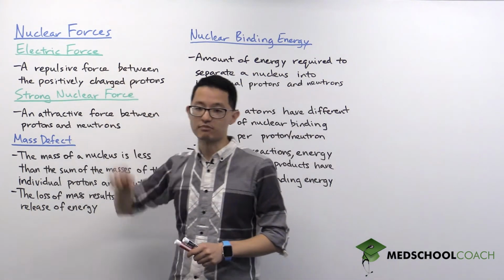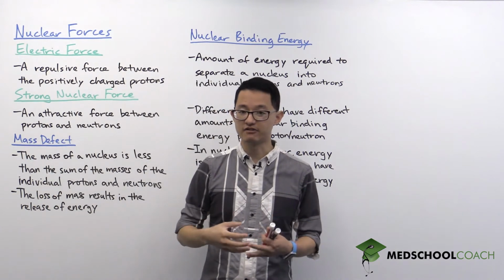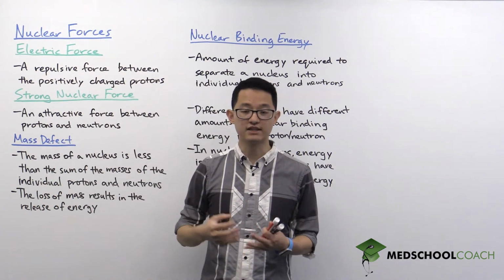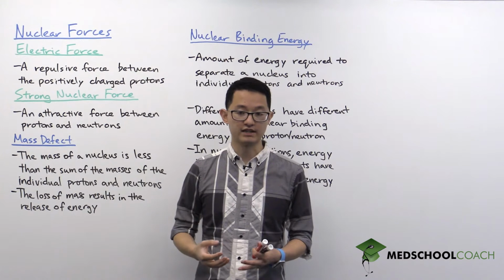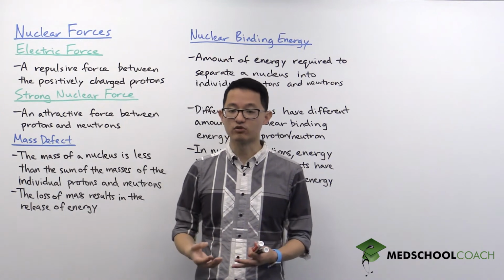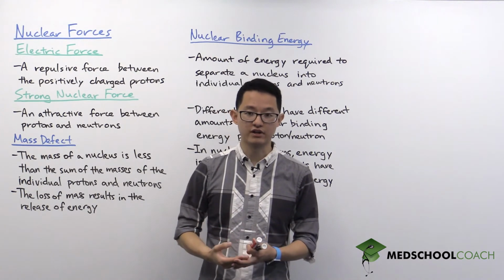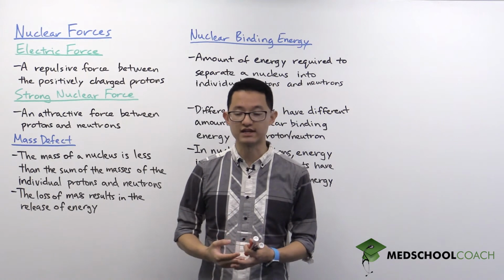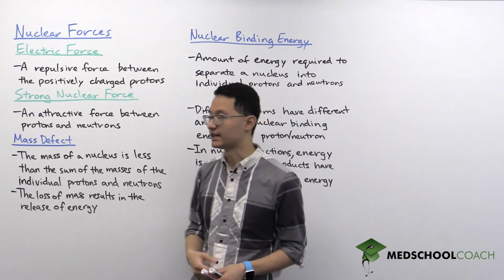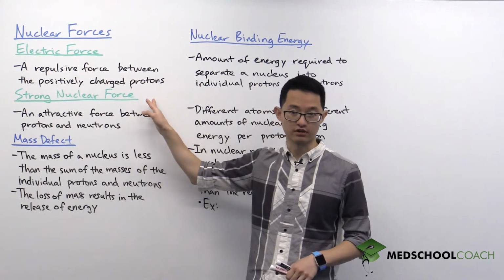Now, the fact that this is a repulsive force means that this interaction is actually trying to break the nucleus apart. And that's not what we want, so that means if we're able to form stable nuclei, there must be another force that is an attractive force. And that force is the strong nuclear force.